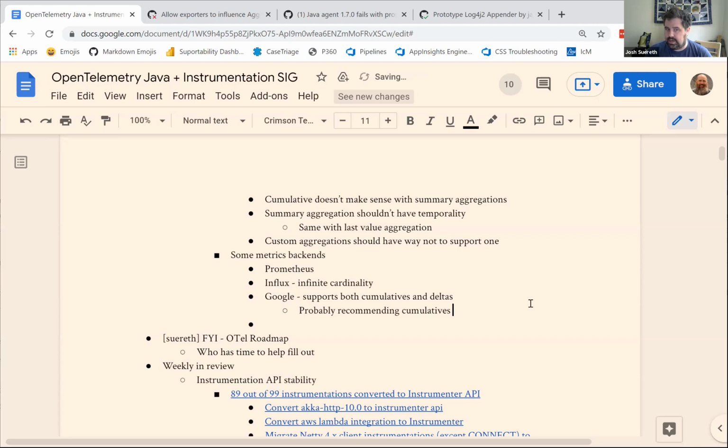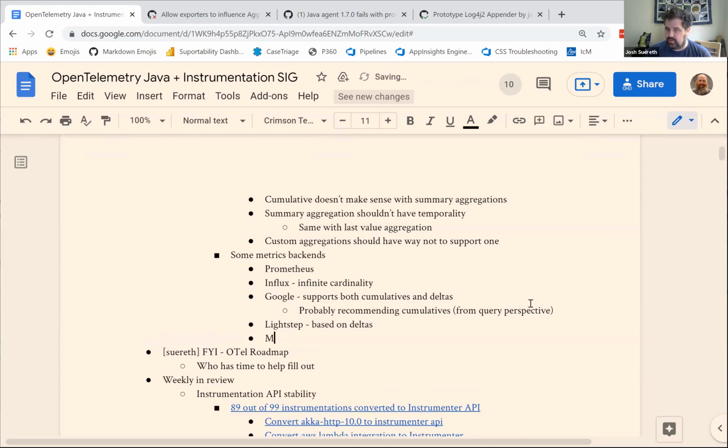Lightstep has a backend that's mostly based on deltas, if I understand what Josh McDonald has described correctly. So I just ask him what he would need and what he recommends, right? And then Microsoft has 2 different metric backends. They have one that's publicly available to people, and one that's privately available. Their publicly available backend is based on cumulatives. Their private one for internal usage is based on deltas.